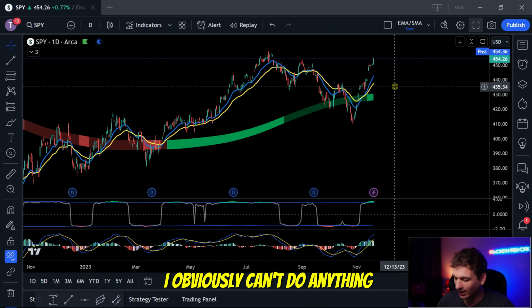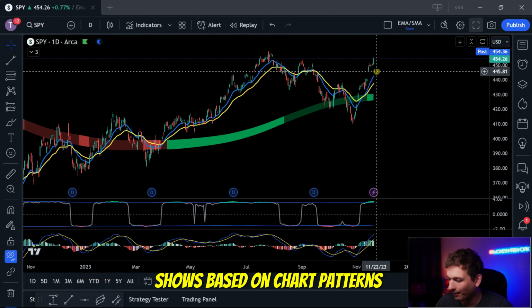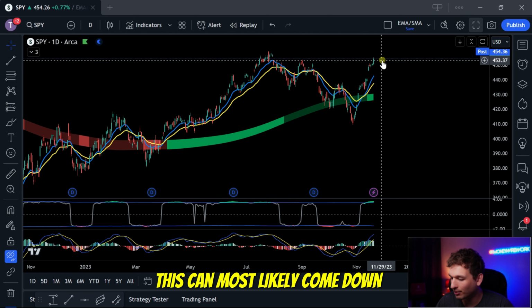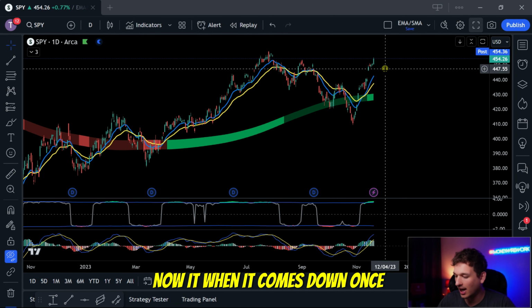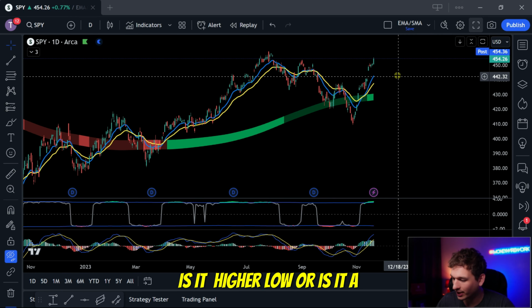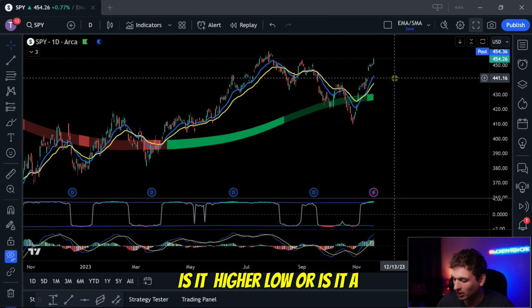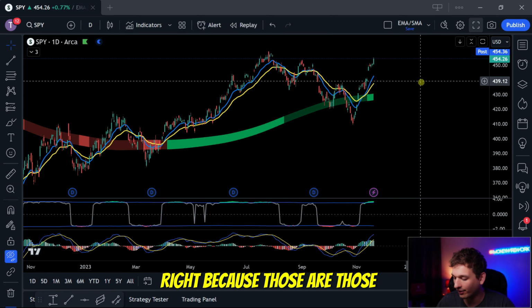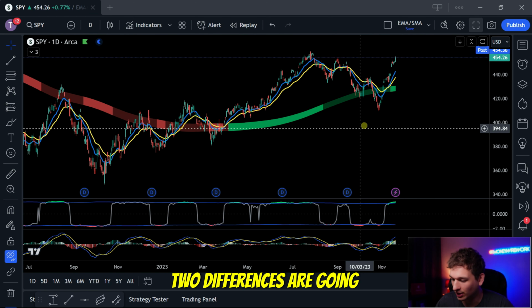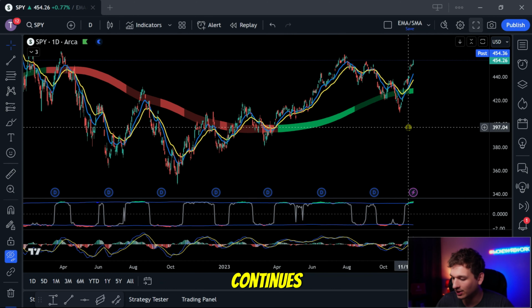Obviously it can do anything, it can do whatever, but history shows based on chart patterns that this can most likely come down before it goes and gets retested. Now, when it comes down, once again, is it a higher low or a lower high, right? Because those two differences are going to determine whether or not this continues.